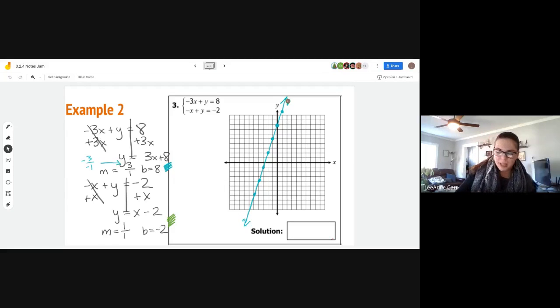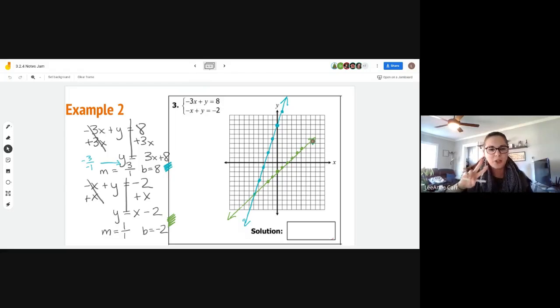All right. And then my green line. Here we go. Same thing. I'm going to start at -2. And I'm going to go up 1 over 1. And again, the more lines, the better. I could even go back 1 and down 1 if I want. And boom, we have our second line.